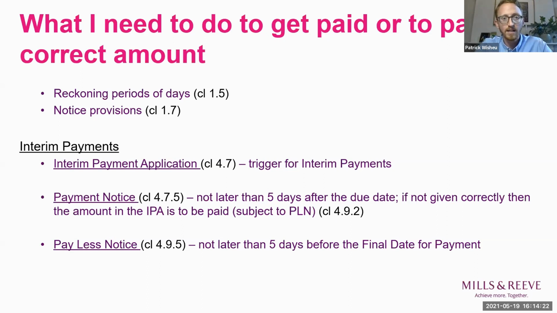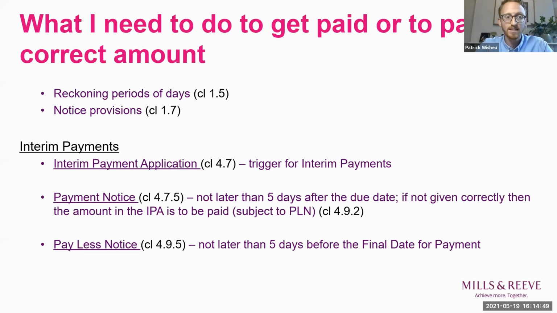The employer then, in response, needs to issue a payment notice not later than 5 days after the due date. So that's 12 days from the interim payment application. In that, the employer needs to say what the employer considers due by reference to that alternative A or alternative B valuation mechanism that I touched on earlier. It also needs to set out not only what it thinks is due based off of that, but how it's calculated.